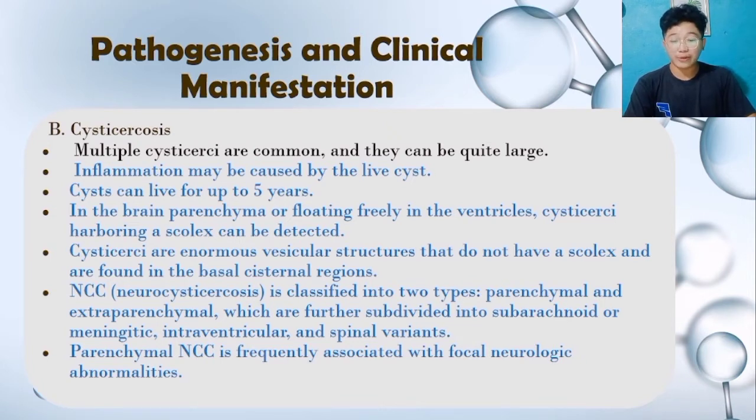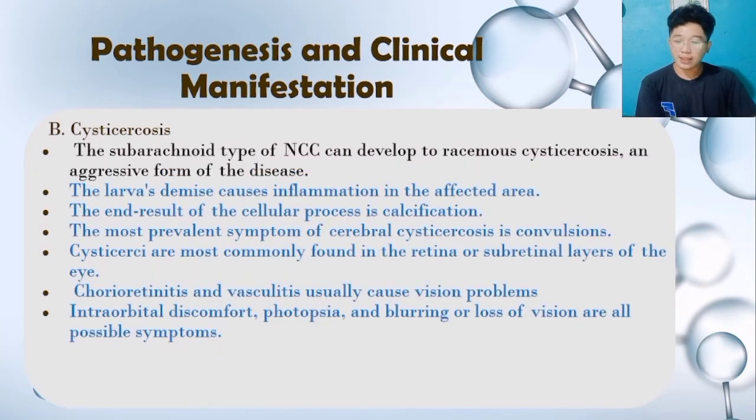NCC, or neurocysticercosis, is classified into two types, parenchymal and extraparenchymal, which are further subdivided into subarachnoid or meningitic, intraventricular, and spinal variants. The subarachnoid type of NCC can develop into racemose cysticercosis, an aggressive form of the disease. Cysticerci are most commonly found in the retina or subretinal layers of the eye. Chorioretinitis and vasculitis usually cause vision problems. Intraorbital discomfort, photopsia, and blurring or loss of vision are all possible symptoms.